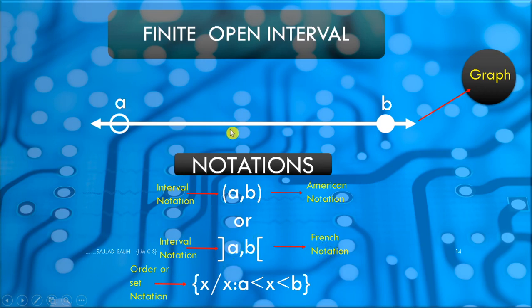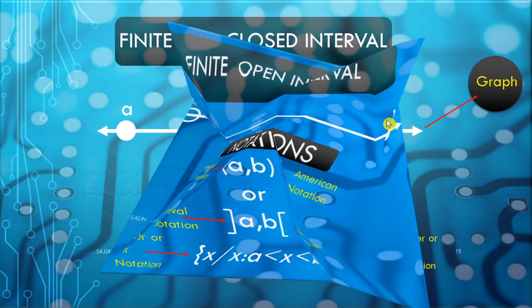And how we define a finite open interval in set notation: x such that a < x < b. It means all the elements between a and b are involved, but a and b themselves are not involved.